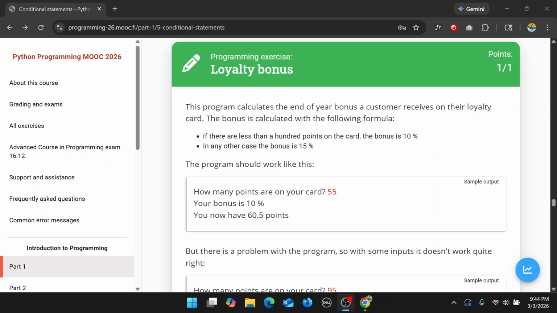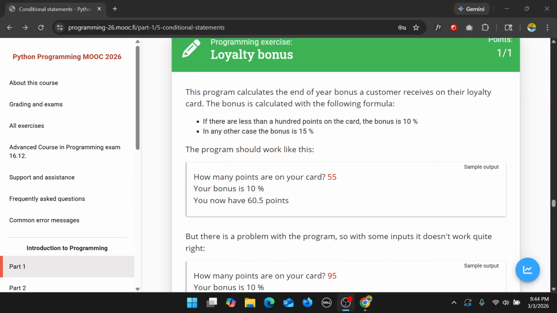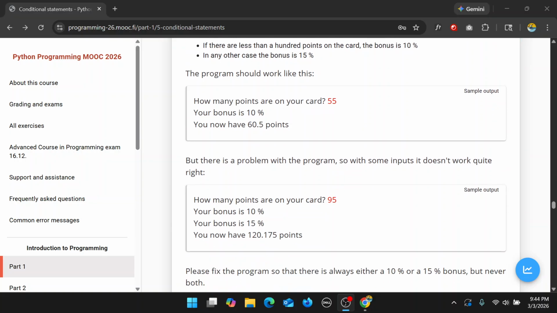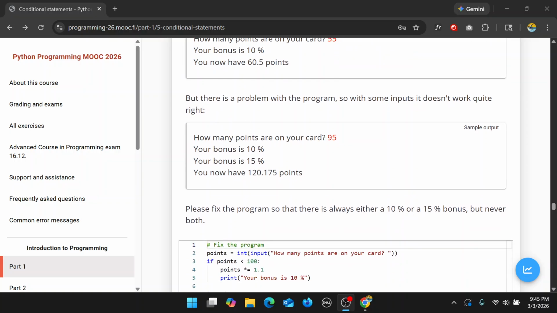So anyway, we're told that this program calculates the end of the year bonus a customer receives on their loyalty card. The bonus is calculated with the following formula. If there are less than 100 points on the card, the bonus is 10%. In any other case, the bonus is 15%. The program should work like this. So we're asked how many points are on your card. We say 55. It says your bonus is 10%, and you now have 60.5 points.